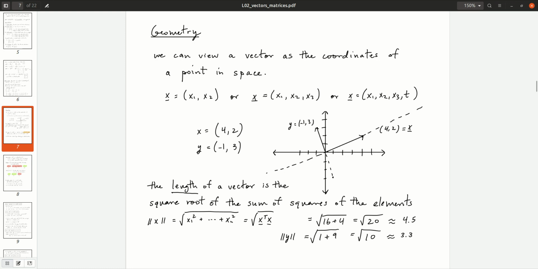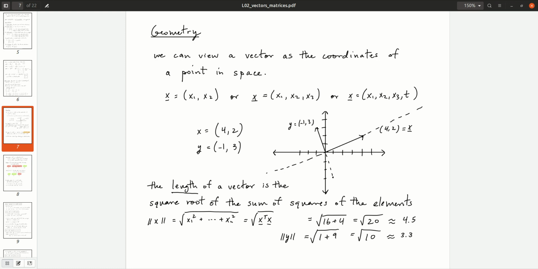X is x1, x2, x3, or if you want a spatial point in the space-time continuum, you could have a 4-dimensional vector, x1, x2, x3, and t for time. Now that we have this geometric interpretation of vectors, we can talk about things that are natural and that we can get our hands on.